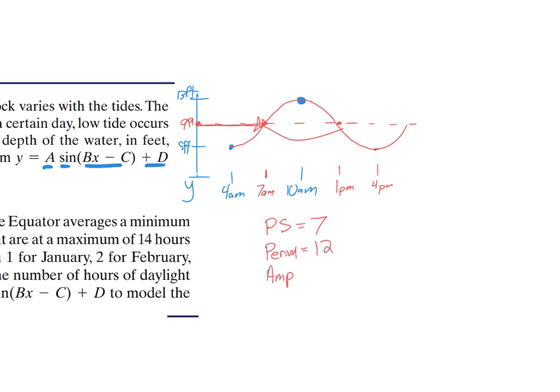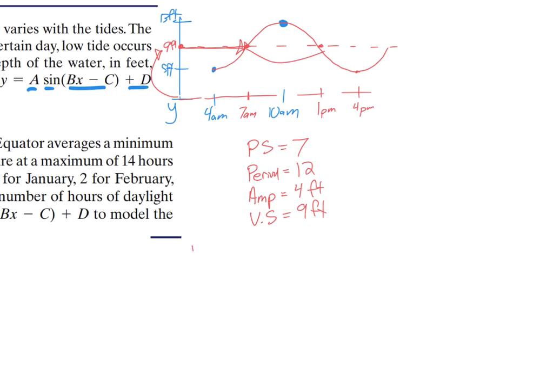Our amplitude, I'm just writing all this information down. We're going to use it in just a second. Our amplitude is 4 feet. We have 4 feet above the equilibrium line and 4 feet below. And then, so we have phase shift, period, amplitude. Oh yes, a vertical shift of 9 feet because the equilibrium line went from the x-axis all the way up to 9 feet. So there are a few things we could throw in our equation right now. Y equals our amplitude times sine of some things we don't know yet plus 9.